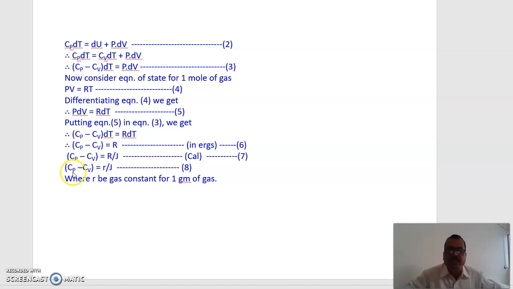Also from these equations, we get CP minus CV equal to small r by J, where small r is the gas constant for 1 gram of gas. These are the relations between CP and CV. That is, CP minus CV equals R, and in calories, CP minus CV equals R by J, or small r by J, where small r is the gas constant for 1 gram of gas.